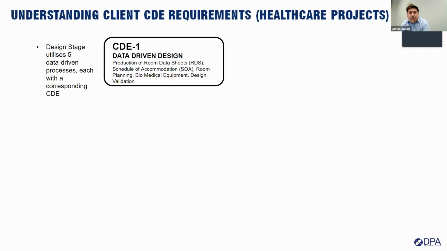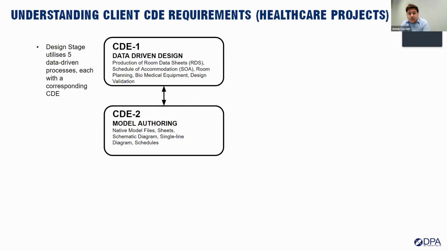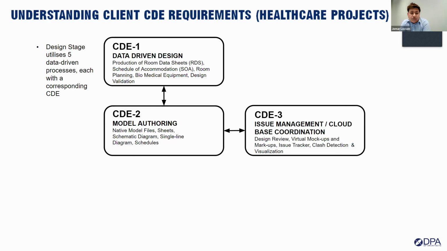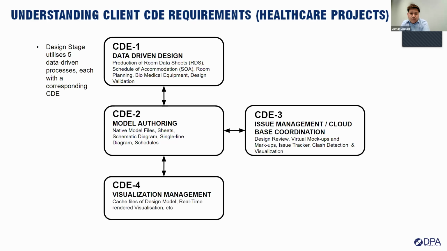of a certain room. CDE number 2 is we need to provide our model authoring. So our native files, all our drawings, must be generated in the BIM authoring tool. CDE number 3 is to provide issue management or cloud-based coordination. So design reviews, virtual mockups, issue tracker, clash detection, and visualization. CDE number 4 is to provide the client with visualization management, real-time rendering software.